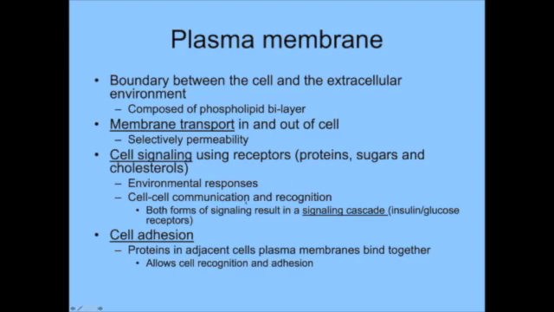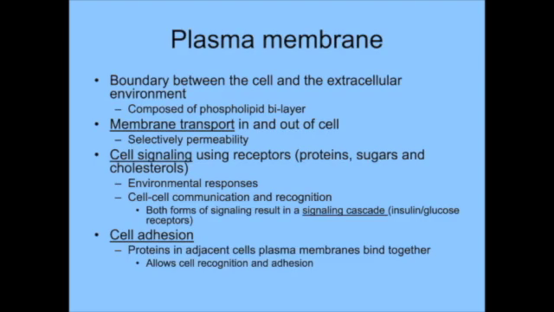Both forms of cell communication and recognition and environmental responses create what's called a signaling cascade. Like I said, insulin and glucose receptors. So when glucose comes into the body, we know that we need to produce some insulin. And so the pancreas receives that glucose signal and starts pumping out insulin to assist with glucose metabolism.